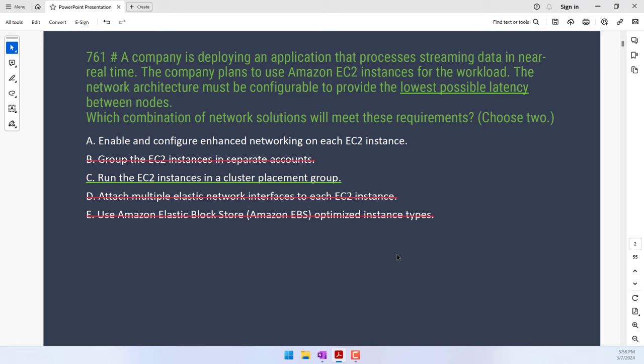Create an instance profile that provides the other company access to the SQS queue. Instance profiles are used to grant IAM roles to EC2 instances. They are typically associated with EC2 instances rather than external entities. This option may not be suitable for granting access to another company as it's primarily designed for EC2 instances.